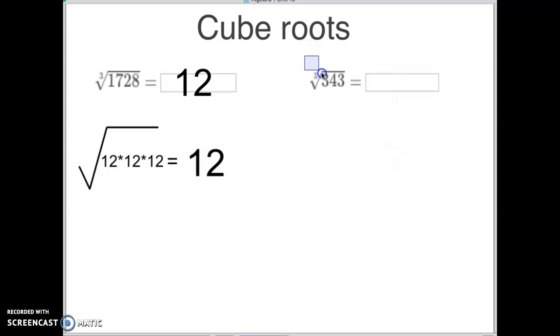So again, what are three identical numbers that multiply to make 343? I start playing around with it, and I figure out, oh, it's 7 times 7 times 7 equals 343. So since I've got three sevens and it's a cubed root, my answer is simply 7.